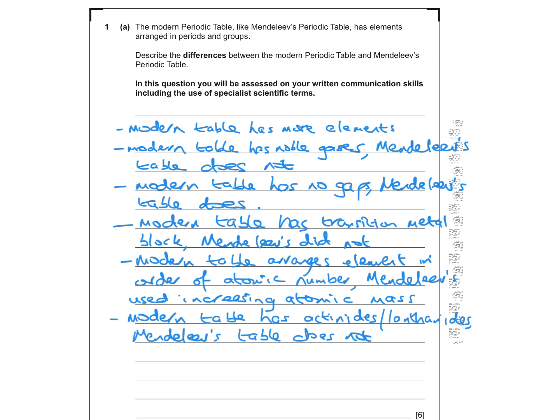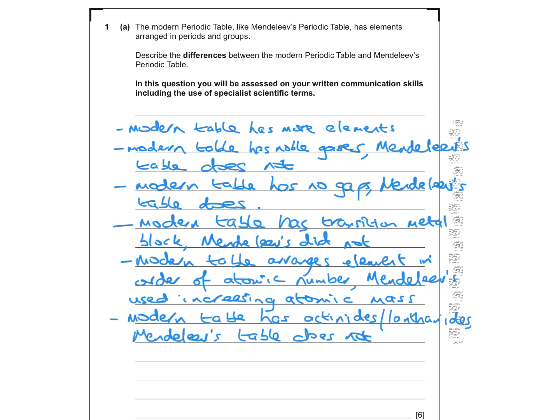Now because you have to give the differences between the modern table and Mendeleev's periodic table, you need to comment on both of them. You don't have to do that for the first one, because when you say the modern table has more elements, that's a comparison already. But for the others, if you look at the second bullet point, it says the modern periodic table has noble gases. Well, then you have to go on to state that Mendeleev's table does not have noble gases. So don't just leave it as the modern table has noble gases.